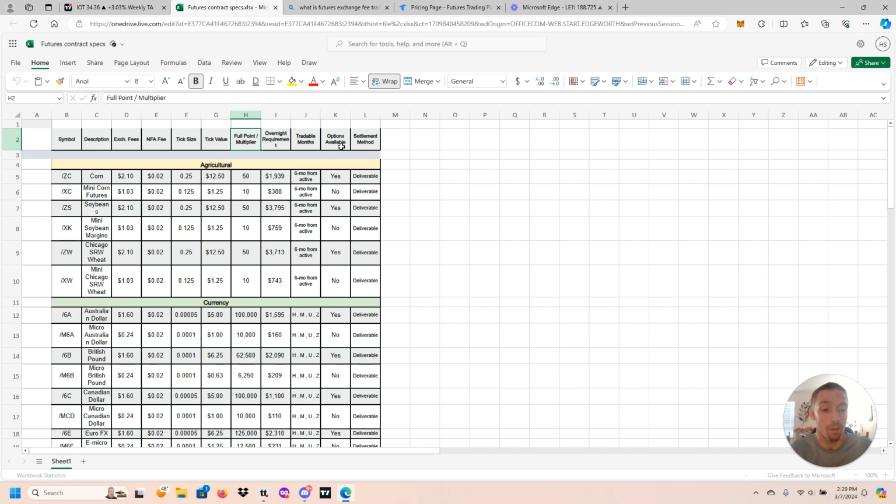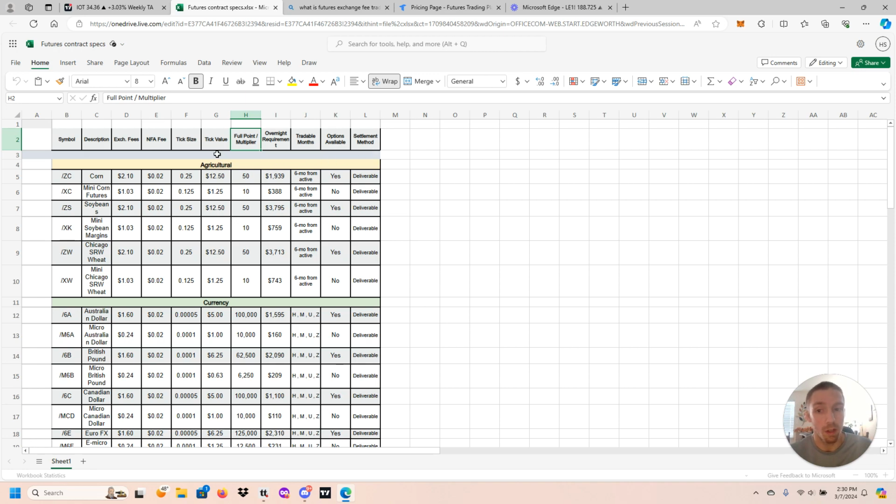Options available will be, if you're using a normal broker, you can do options on specific futures products, and that's kind of a whole different thing. And then your settlement method, again, when you are using a prop firm, you don't have to worry about this. This is just for options really, and most of the time it is just cash settled. So again, when you're using a prop firm, you don't really have to worry about this.